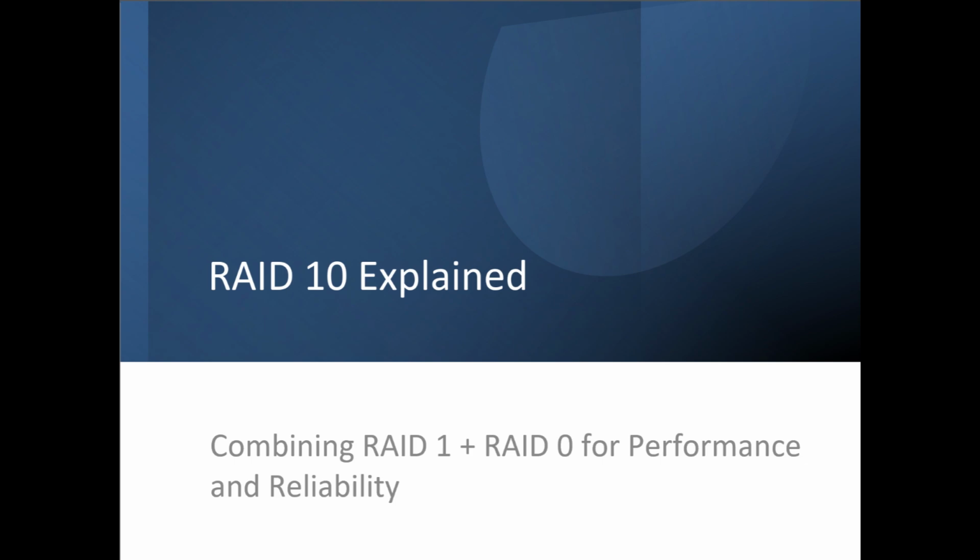So far, we have seen RAID levels that focus either on performance like RAID 0 or on safety like RAID 1. But in the real world, we want both. That's where RAID 10 comes in. It combines the mirroring of RAID 1 and striping of RAID 0.